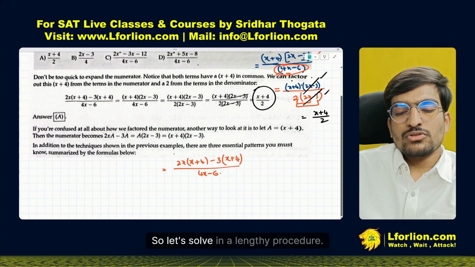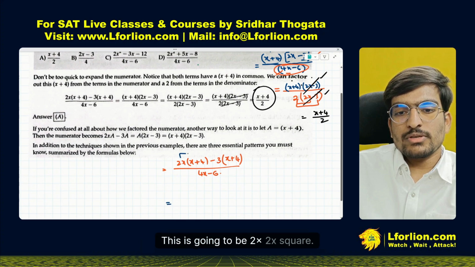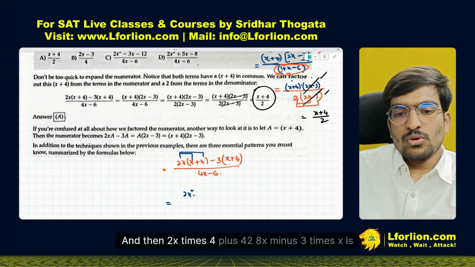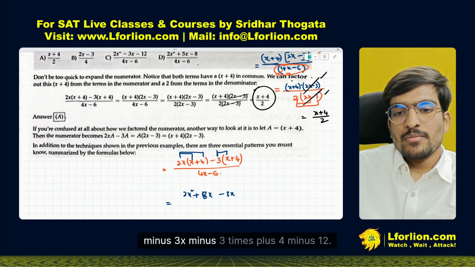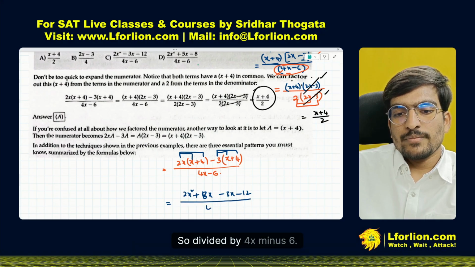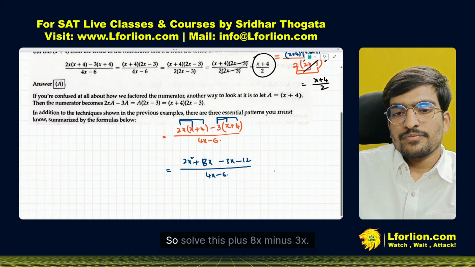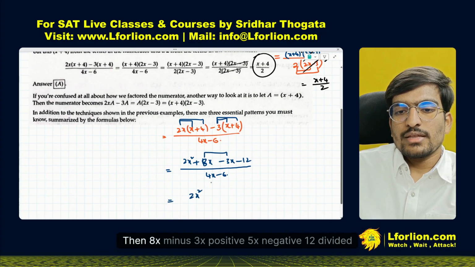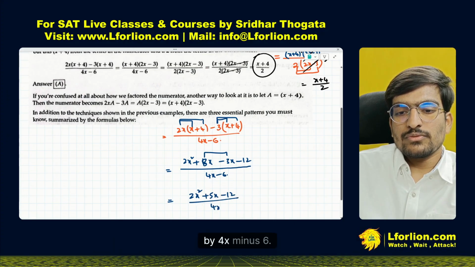So let's solve in a lengthy procedure. This is going to be 2x, 2x square, and then 2x times 4 plus 4 to 8x, minus 3 times x is minus 3x, minus 3 times plus 4 minus 12. So divided by 4x minus 6. So solve this. Plus 8x minus 3x, that is the only thing you can solve. 2x square, then 8x minus 3x, positive 5x, negative 12 divided by 4x minus 6.